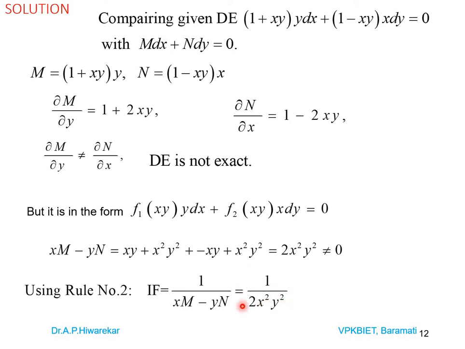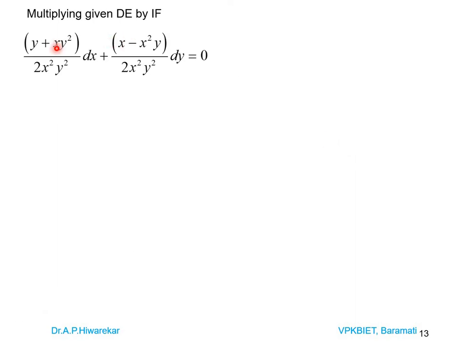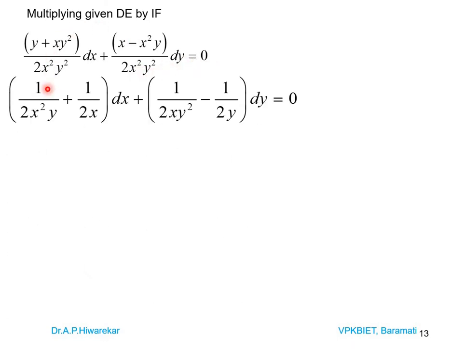So once we get the integrating factor, we multiply this equation by the integrating factor and we get an exact equation. So (y + xy²)/(2x²y²) dx + (x − x²y)/(2x²y²) dy = 0. Simplifying, we get 1 by, y gets cancelled, 2x²y, x gets cancelled, y² gets cancelled, (1/(2x²y) + 1/(2x)) dx.